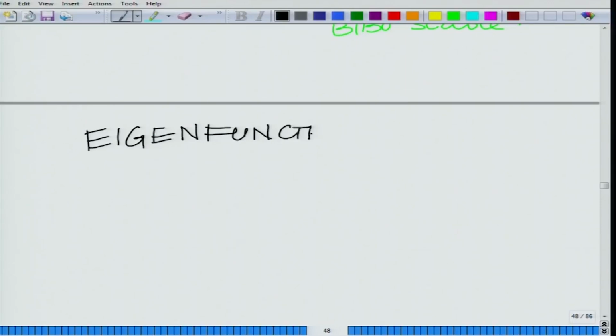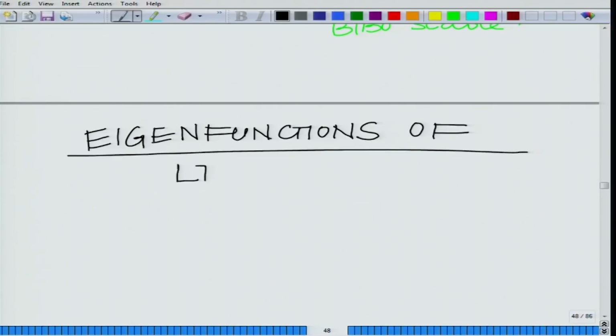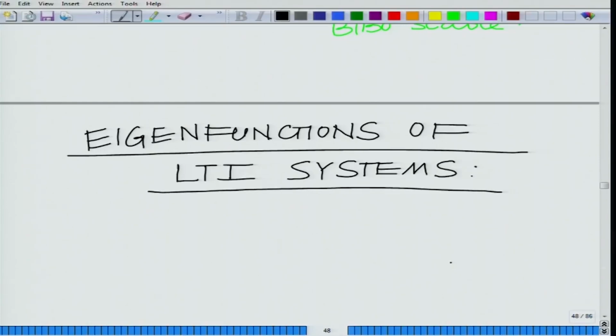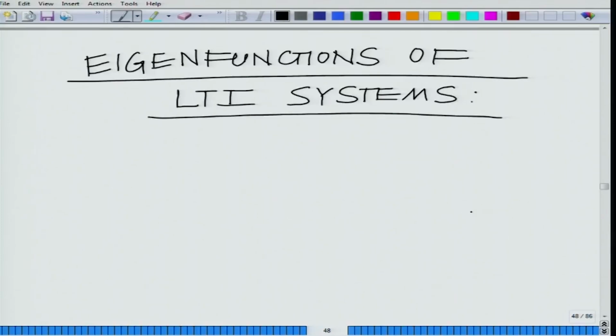Another aspect that we would take a look at are eigenfunctions of LTI systems, and for an eigenfunction of an LTI system, to illustrate this property, consider x(t) equals e to the power of alpha t, where alpha is some constant.